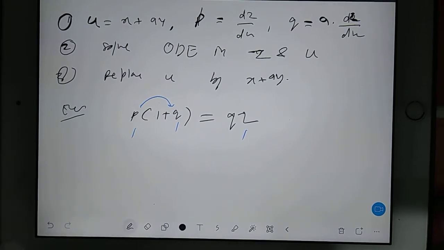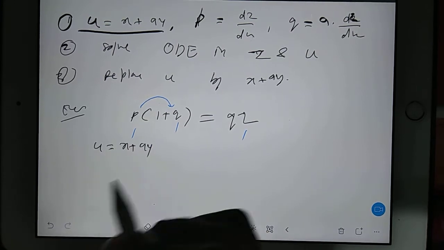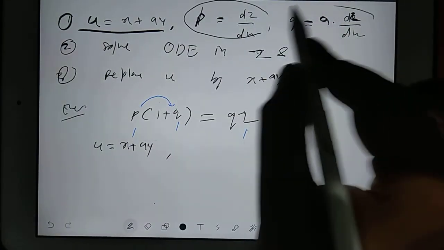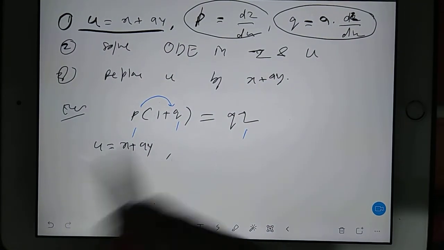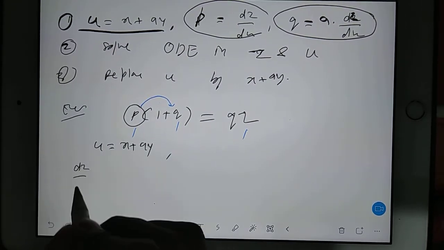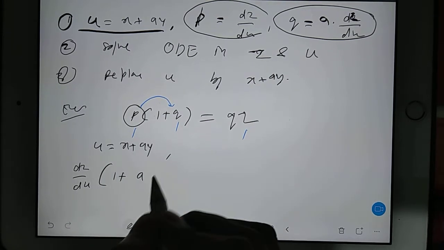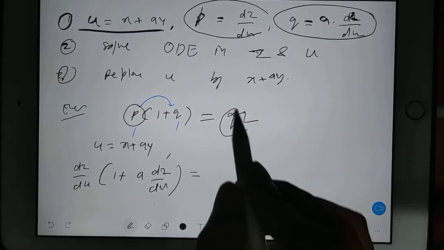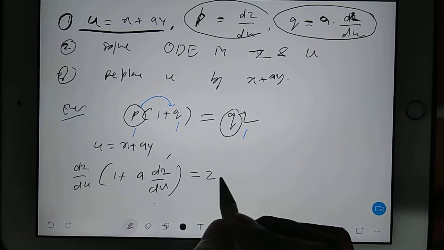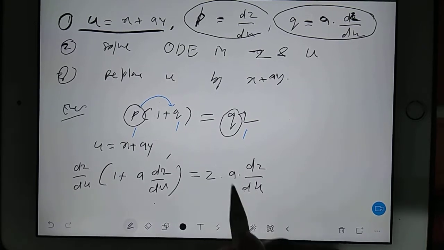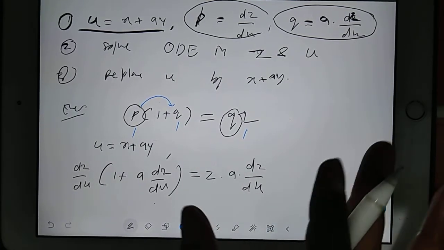So whenever you have second form, you have a step. Step 1 is this. u is equal to x plus ay you have to replace. You also have to replace p is equal to this and q is equal to this. So after replacing, your equation will look like, here you replace, so dz by du bracket 1 plus a dz by du is equal to q value. So z you write as it is, a times dz by du. Now whatever equation you are getting, this equation will catch some format.